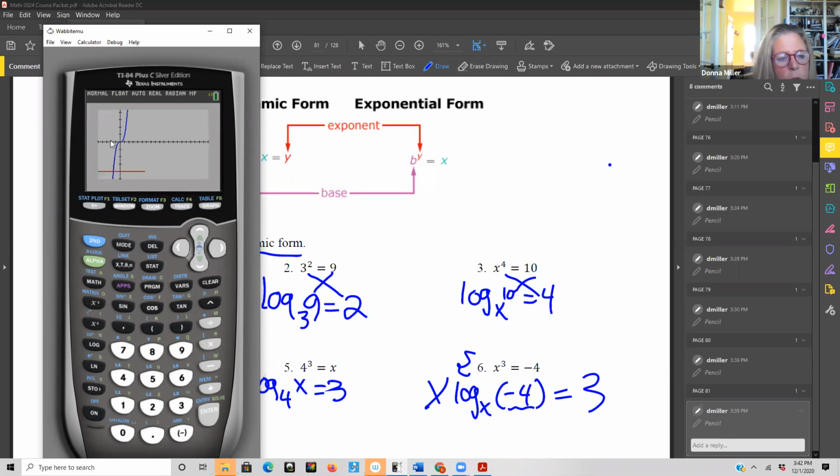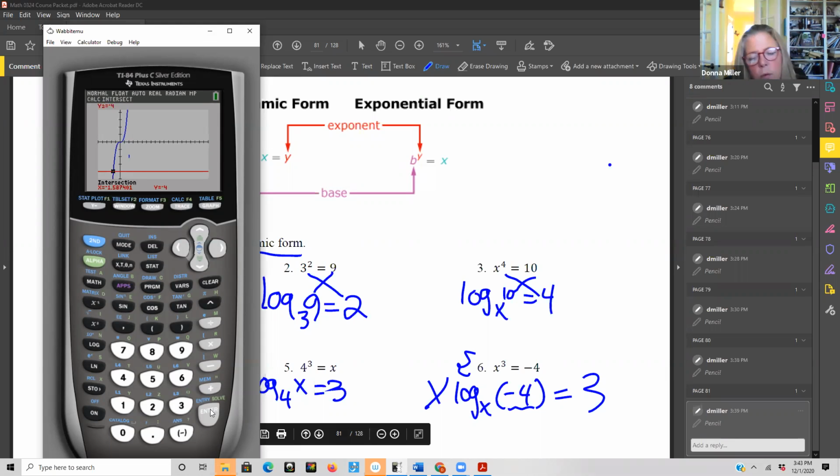There it is. So where the blue and the red lines cross is my solution, right? So I can just hit second trace, intersect, 5. Enter, enter, enter. And I get a solution of negative 1.59. So the point is that logs don't work with everything. And this is not something you want to use a log with because the x is in the base. You use logs when you have x's in the exponent.